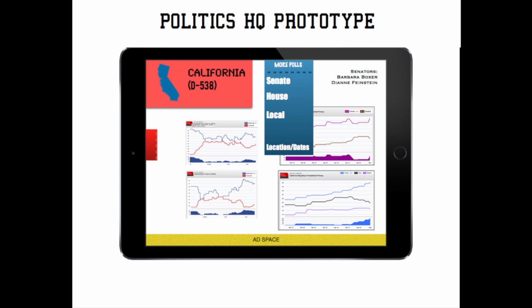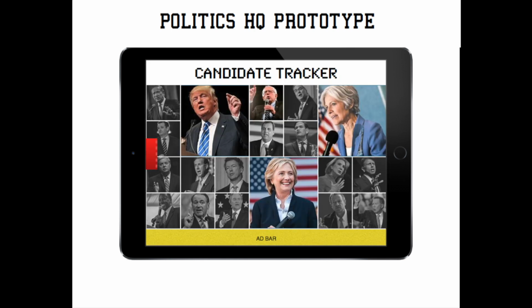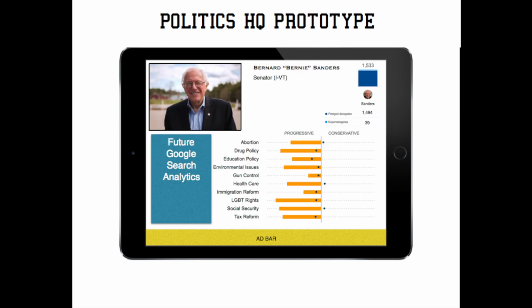You could get Senate, House, and local elections, plus dates and times of where you could vote in that state. This would all be inputted manually. Recently, I also added in this candidate tracker that would have the leader of each party big and all the candidates that dropped out in black and white, and you could click on each one to see where they stand politically. So here's what one of those candidate pages would look like.